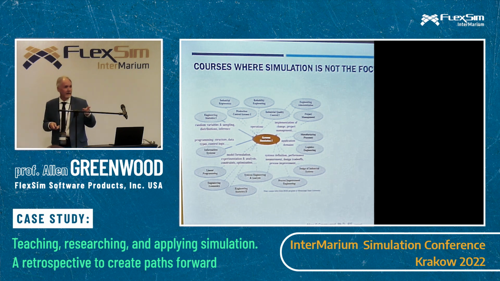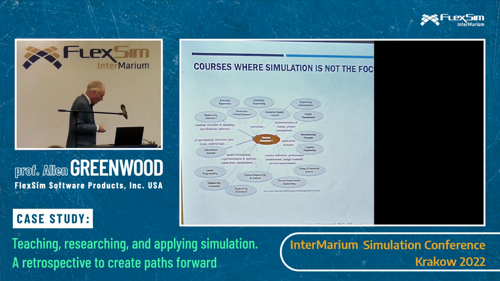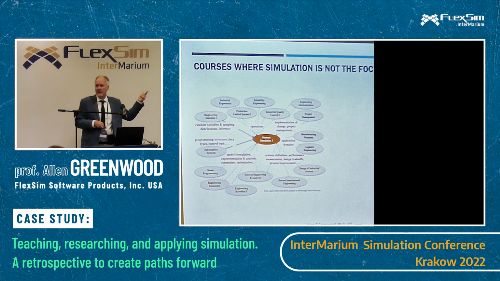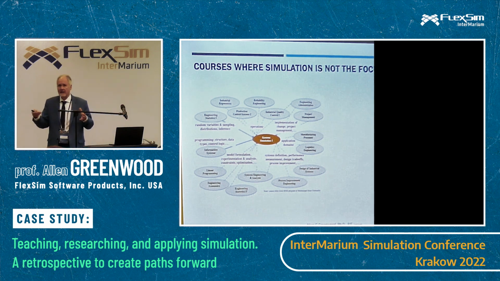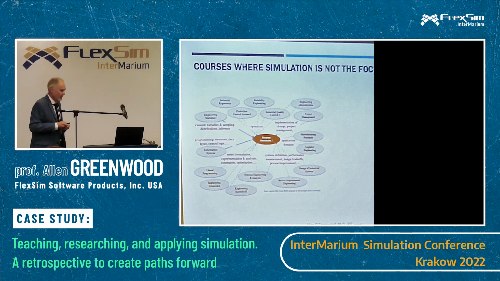Now, some are directly related. The programming course, prerequisite. The statistics course, prerequisite. The design course depended on having simulation. So they were direct connections. But then I was looking at all the other courses and how can they relate.